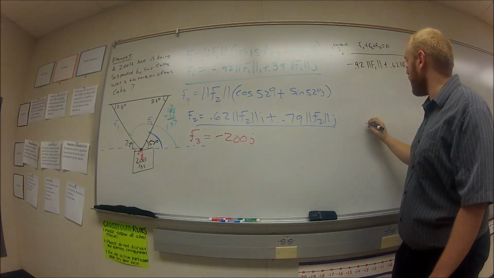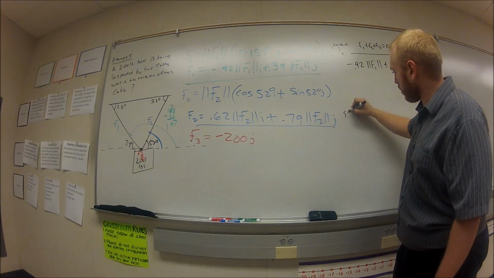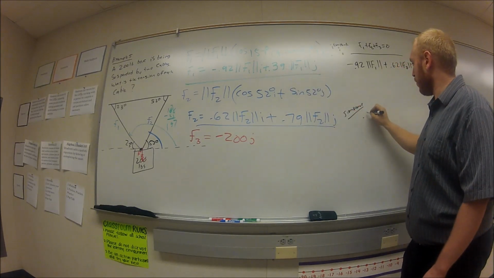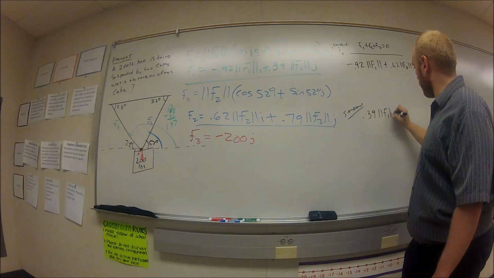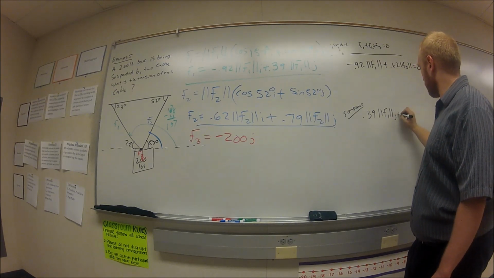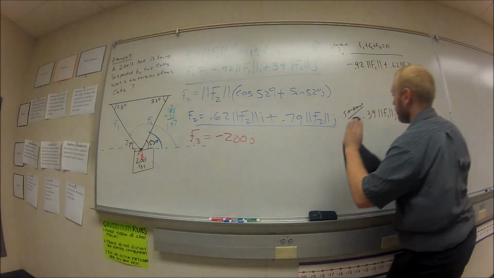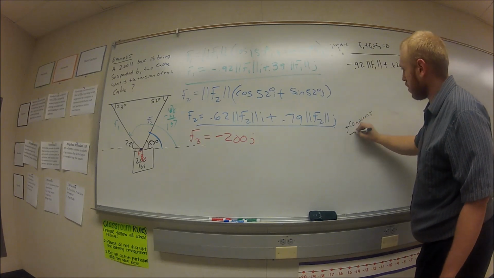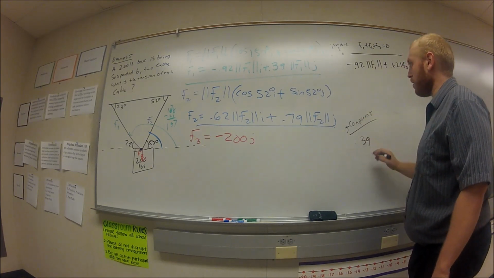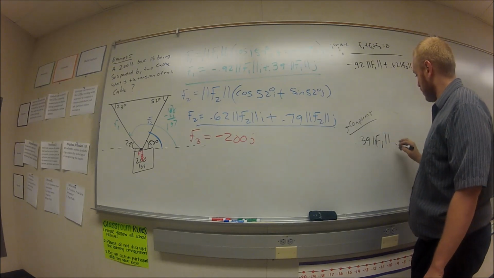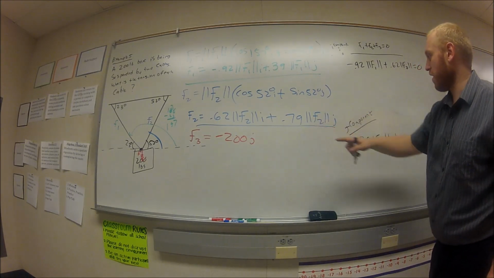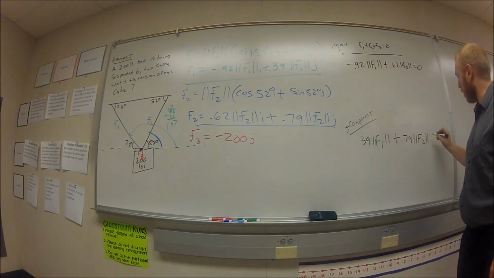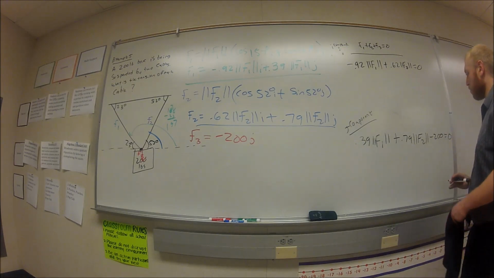And then down here, let's deal with the j component. Well, for the j component, we have 0.39 times the magnitude of force 1, plus 0.79 times the magnitude of force 2, minus 200 equals 0.